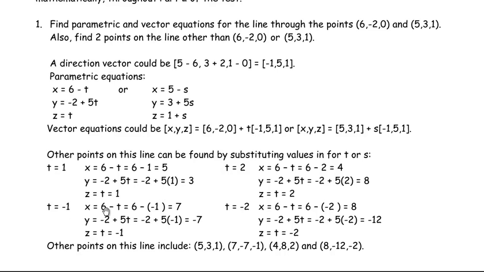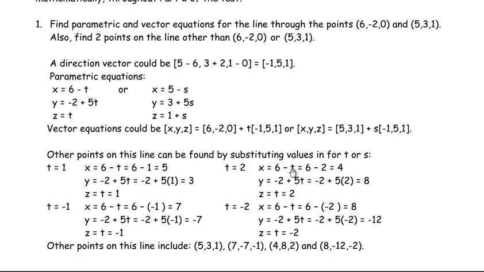So if I put negative 1 in place of t here in my parametric equation, it'd be 6 minus negative 1, which is the same as 6 plus 1, so that's 7. Put negative 1 here. So negative 5 and negative 2 is negative 7, and t is negative 1, so negative 1 would be the z coordinate. So 7, negative 7, negative 1 is a point on that line. Again, if I was doing this test, I would discard the 5, 3, 1. I mean, that's a good example to have done, because it's not actually a different point.